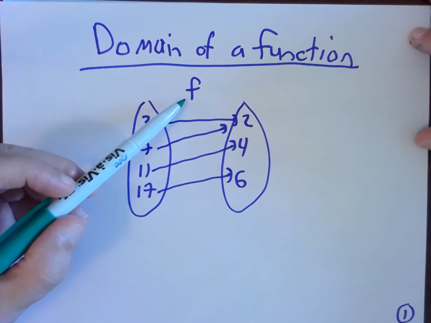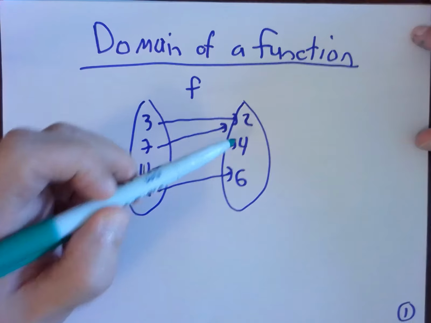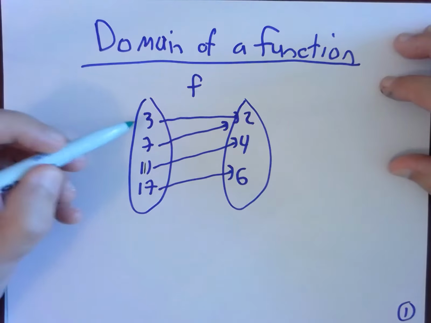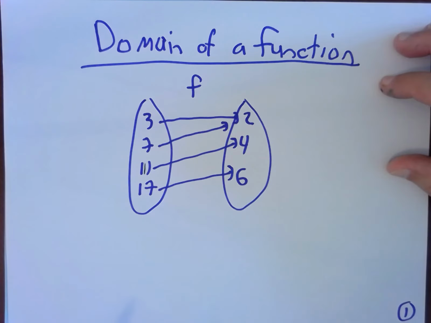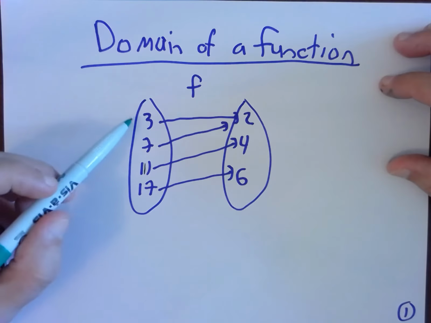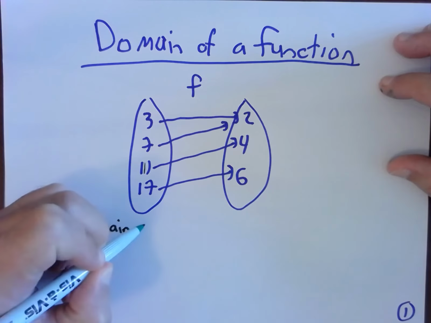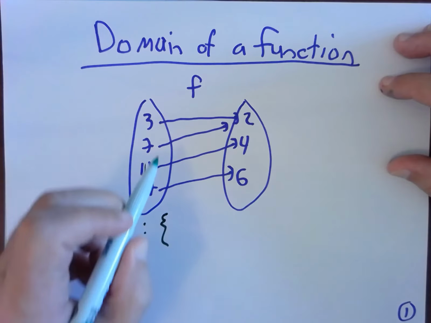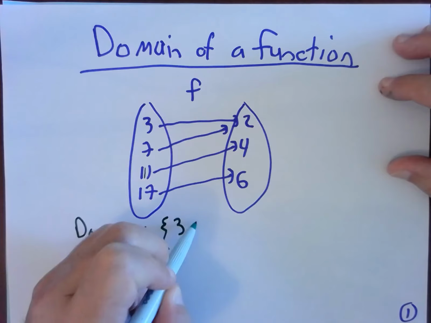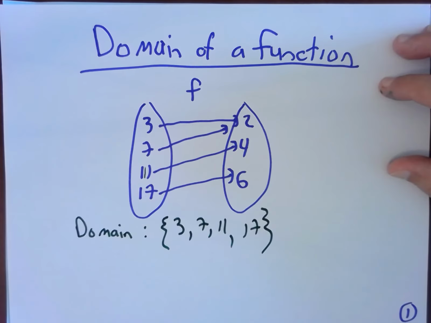So I have this function f here. This is a function because every input has exactly one output. Sure, two different inputs have the same output, but we don't care about that when we're talking about a function. So what is the domain? It's the collection of all the inputs we're using. In this case, we can actually list them all out. 3, 7, 11, and 17. That's the domain of this function f.